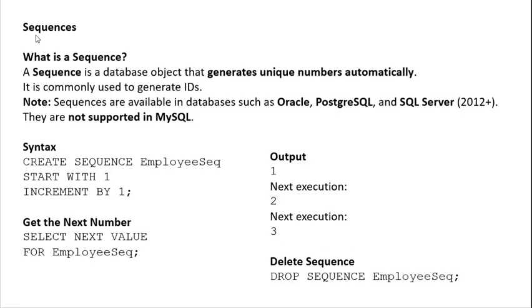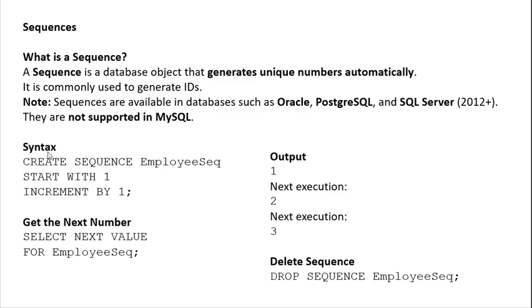Other topics is a sequence. What is a sequence? A sequence is a database object that automatically generates unique numbers, and it is commonly used for generating IDs. Sequences are available in databases such as Oracle, PostgreSQL, and SQL Server 2012 plus, and they are not supported in MySQL.